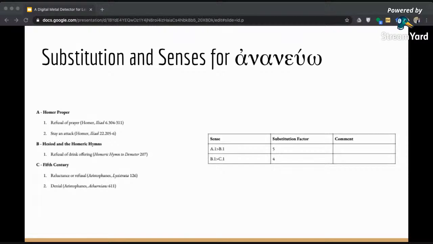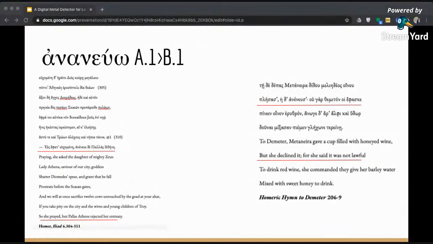Now, there may be many explanations for this. It may not be that Word2Vec has got it completely wrong. It might be that there just isn't such a thing as a word that completely leaps in meaning from Homer to the 5th century. That may be the case. I don't necessarily think it is that simple. I think that the model is probably not entirely right when it comes to this word. But let's talk about how. So let's do our substitution factor. Homer Iliad 6 here on the left-hand side.